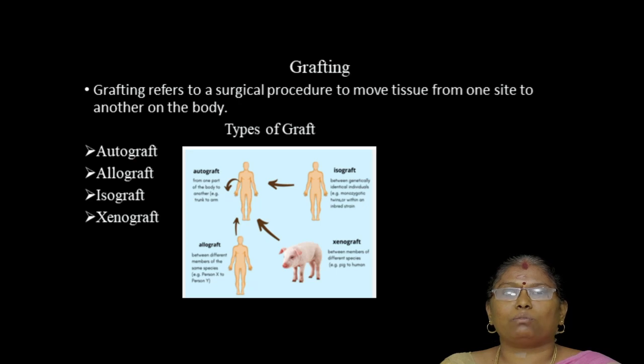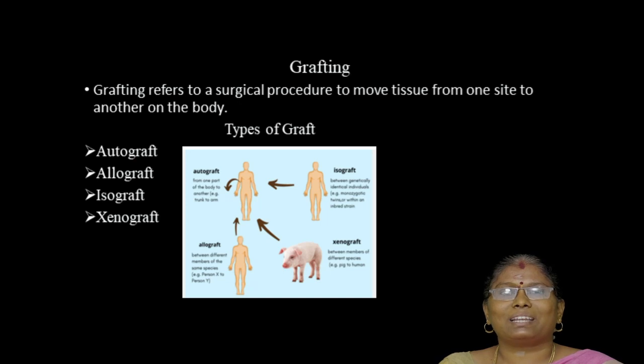What is a graft and what is grafting? A graft is nothing but the transplanted organ. Grafting refers to a surgical procedure to move tissue from one site to another on the body. Next we see about the types of graft. There are four types of graft: one is autograft, another is allograft, the third is isograft, and the fourth is xenograft.